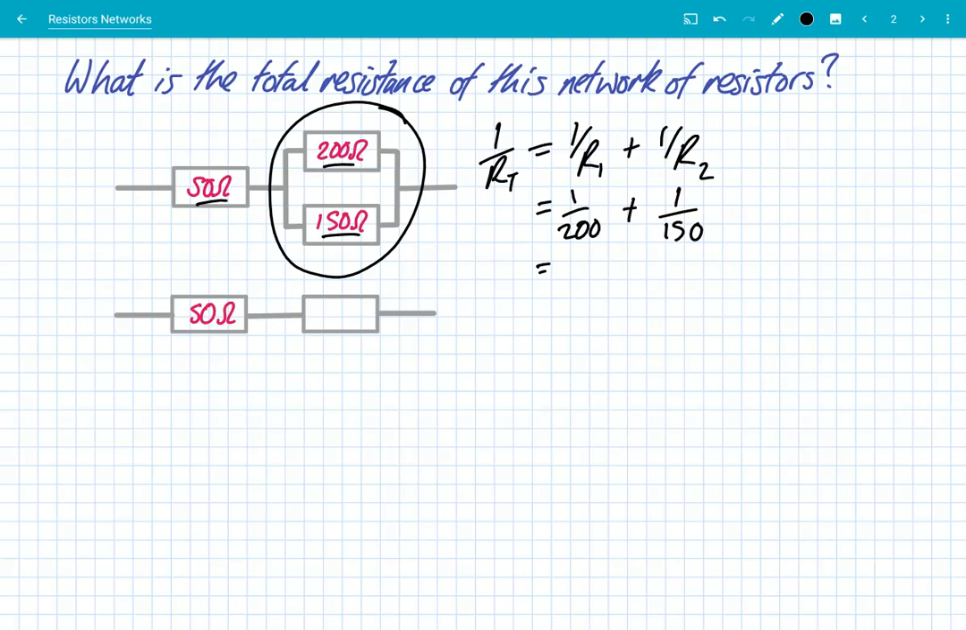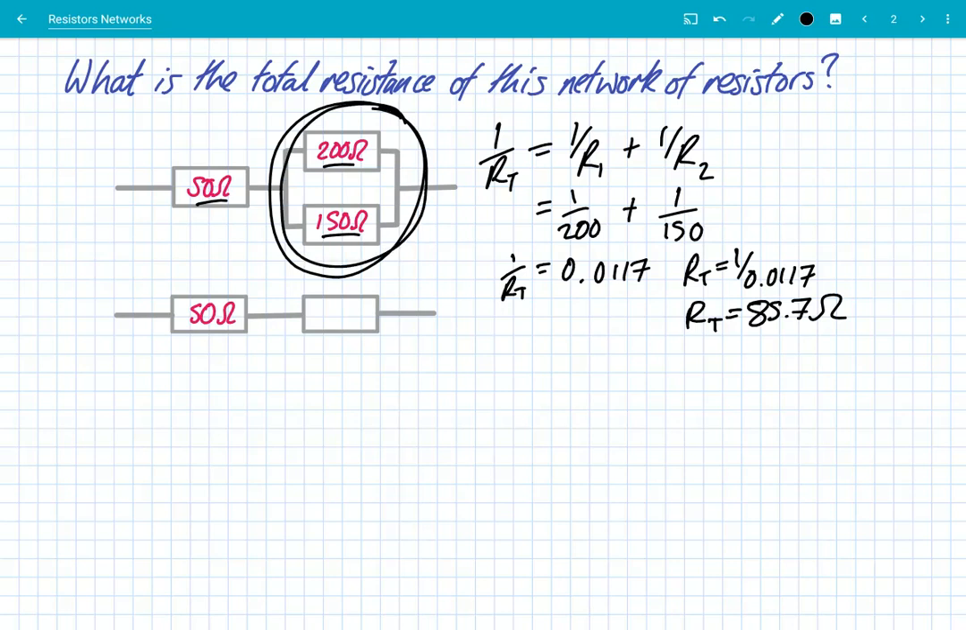And we get 1 over RT is equal to 0.0117. Therefore, RT is 1 over that. You have to remember to do the reciprocal, 1 over that answer, to get your final resistance. So RT is simply 85.7 ohms. But we've only calculated the resistance of this part of the network. We can replace that part of the network with this total resistance, so we now have 85.7 ohms.